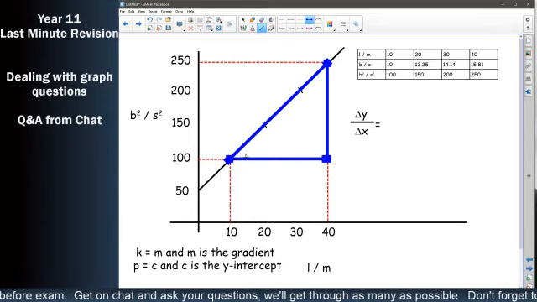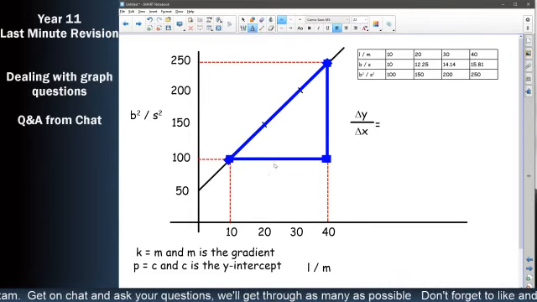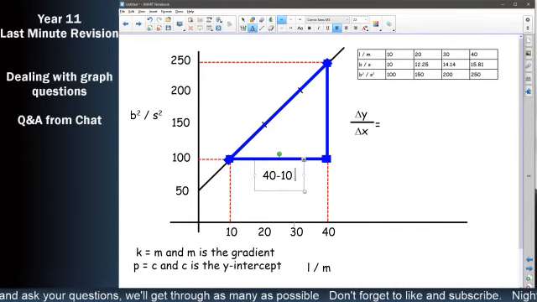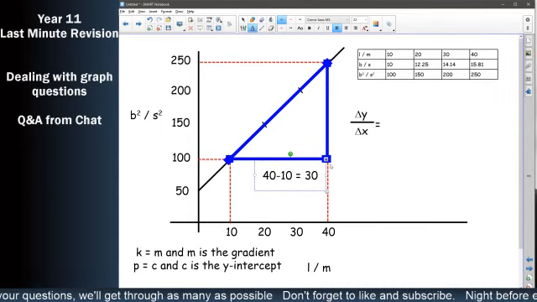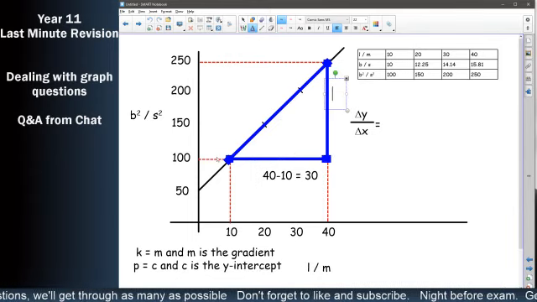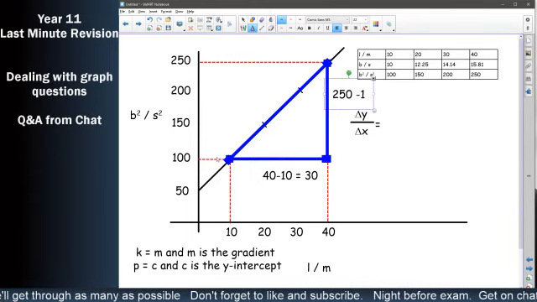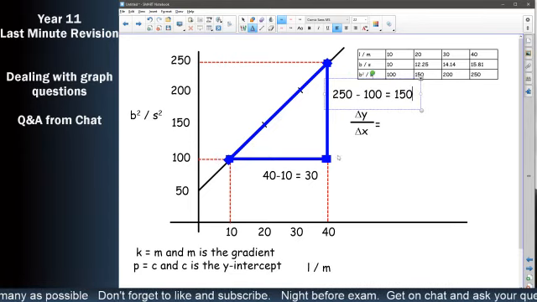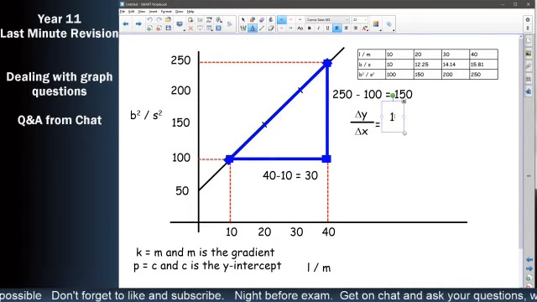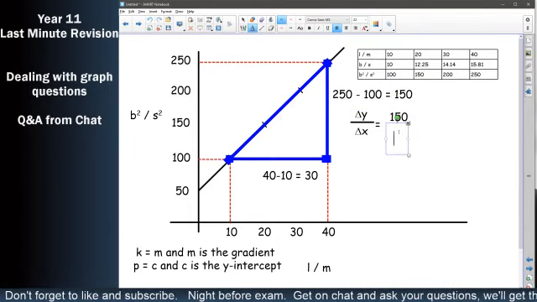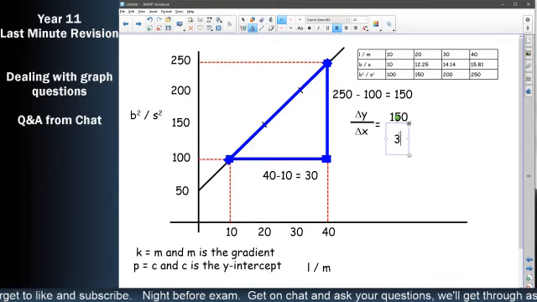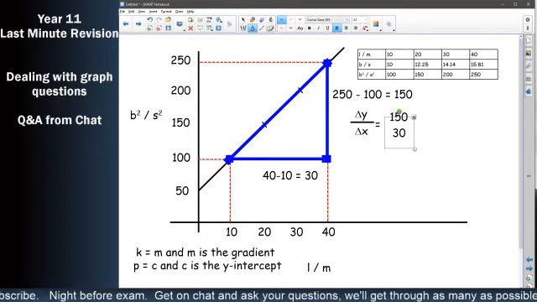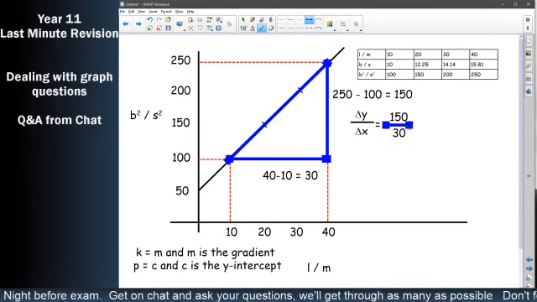Okay, so my change in x, which is in this direction, is the change between 10 and 40. So that's 40, take away 10, which is equal to 30. And my change in y is I go from 100 up to 250, so that's 250, take away 100, which is equal to 150. Okay, so my change in y is 150. My change in x is 30. Not 230, just 30. Big fingers, small keys. I pop that as a fraction.